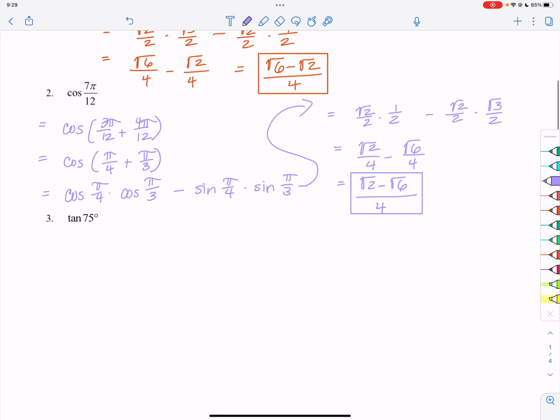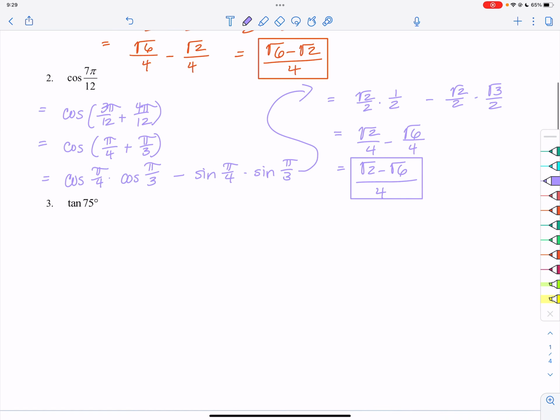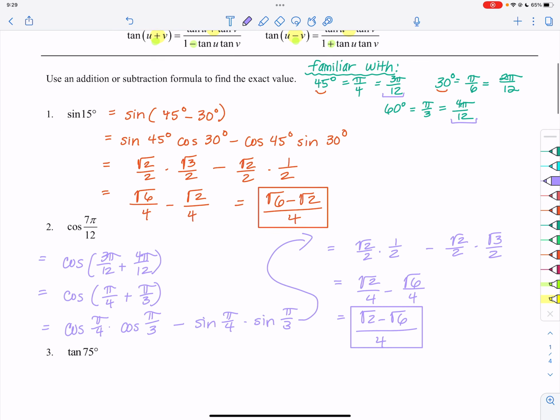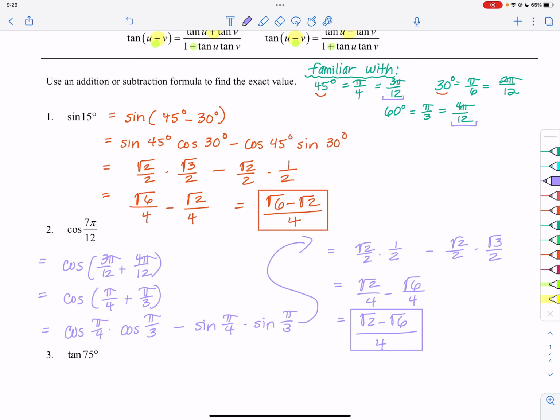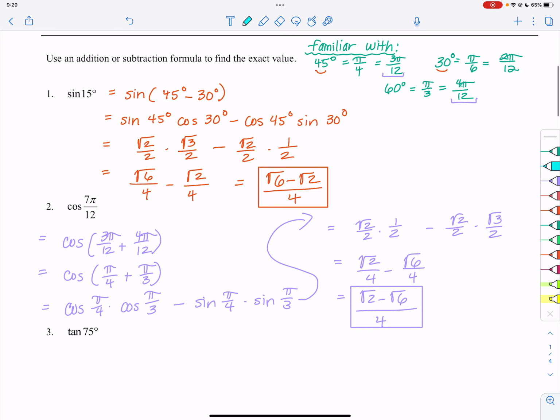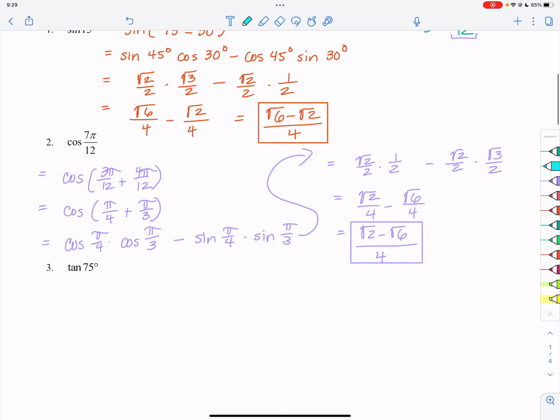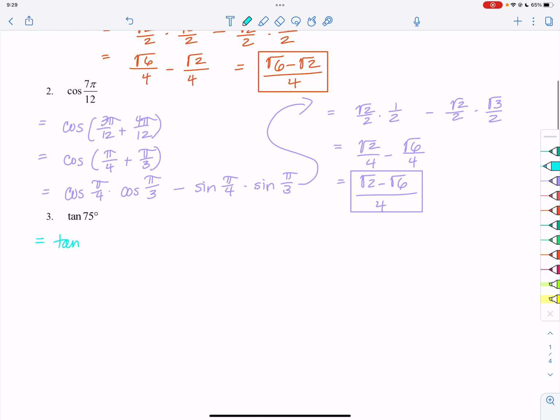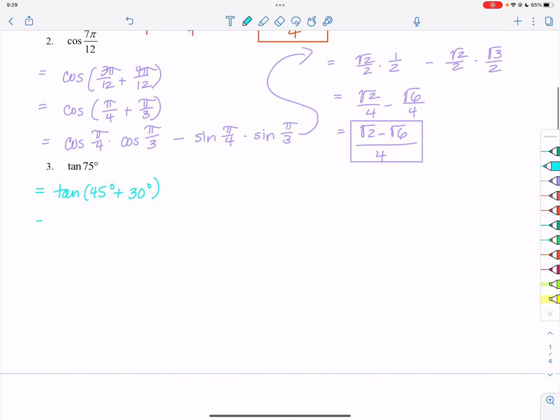Okay, how about the tangent of 75 degrees? We should be thinking about 45 degrees and 30 degrees. So we could say that that's equal to the tangent of 45 degrees plus 30 degrees. And now we just learned about that quotient.